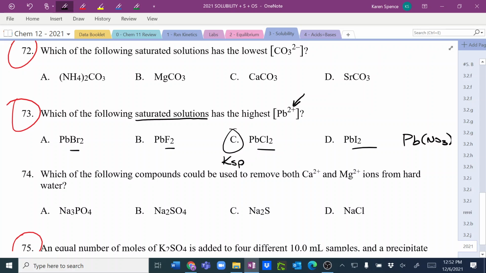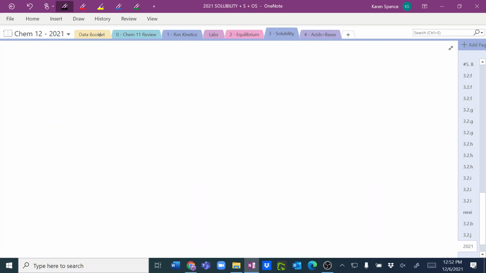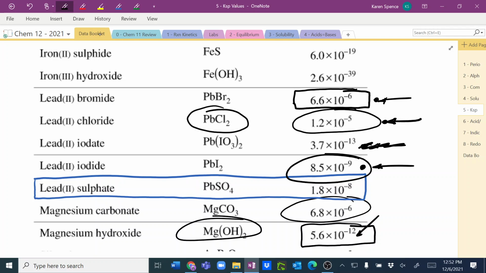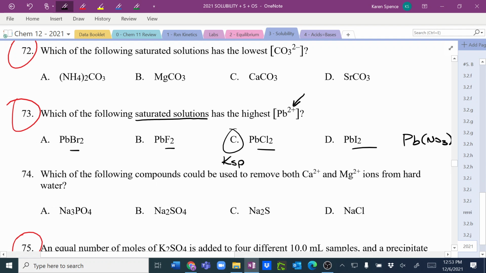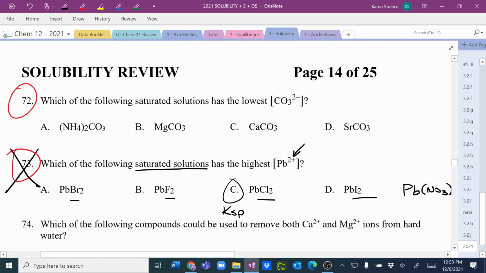Okay. So which one has the highest concentration of lead? That would be the one with the largest KSP. I'm going to ignore fluoride because it's not on my list, so I don't know what's up with it. So that would be bromide, chloride. That would be chloride because it's 10 to the minus 5. It says it's A, which is the bromide. Well, that's just so messed up. I'm really unhappy with that question altogether, and we're going to throw that one out as well because it is terribly problematic.